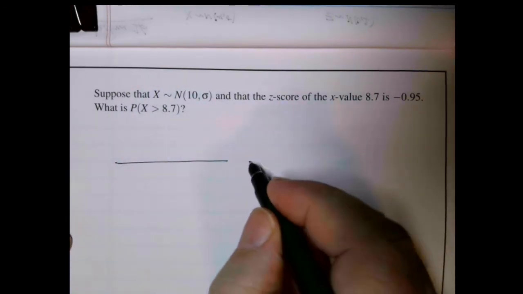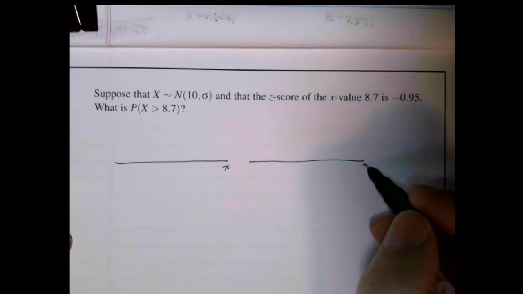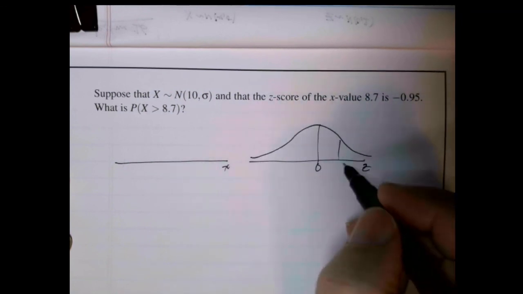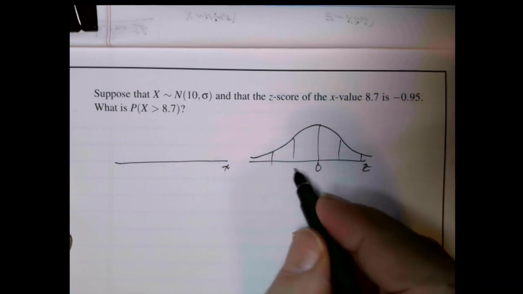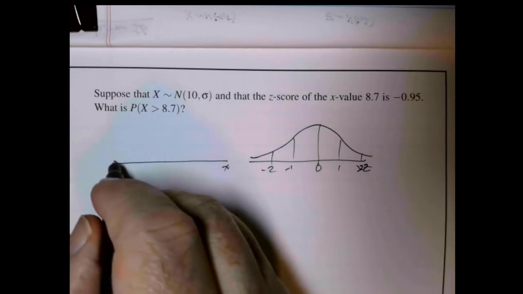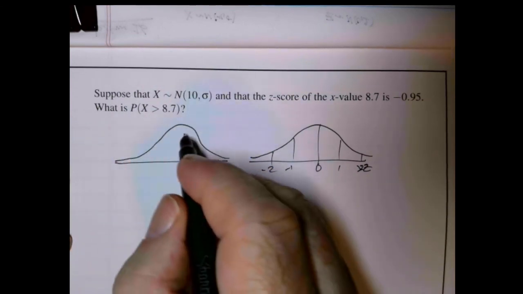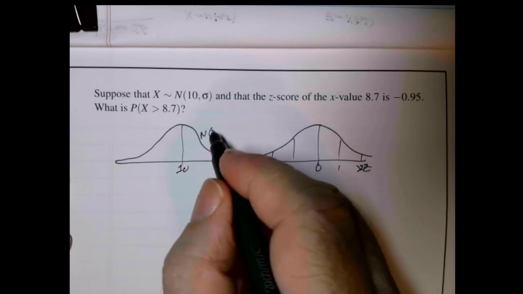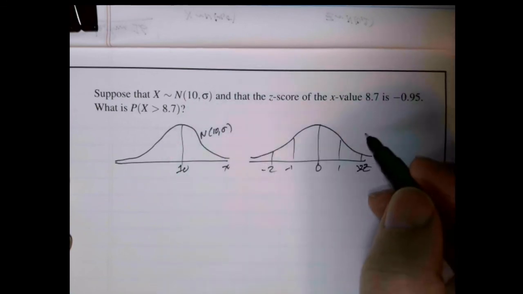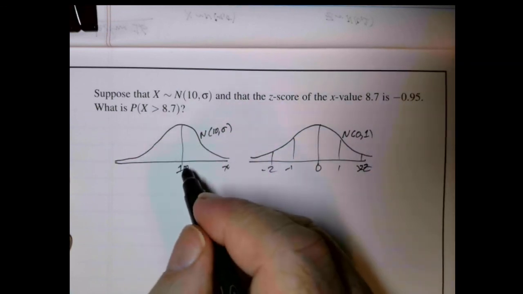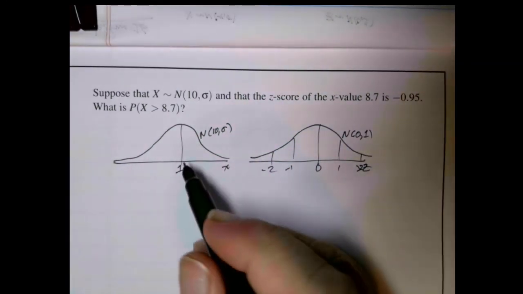So let's draw pictures. The x and the z. And here's z, 0, -1, -2, 1, 2. All right. Over here, just some normal curve. What's the mean? The mean is 10. This is the x curve. This is N of 10 comma sigma. I don't know sigma, right? So I don't know what else to put in here, but I know the mean is 10.